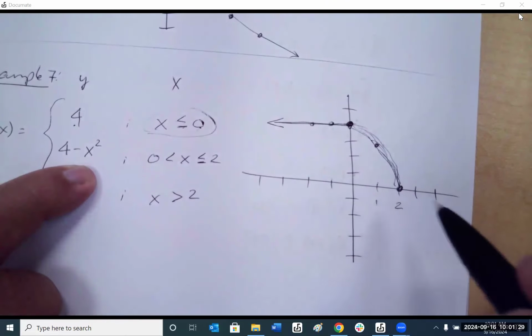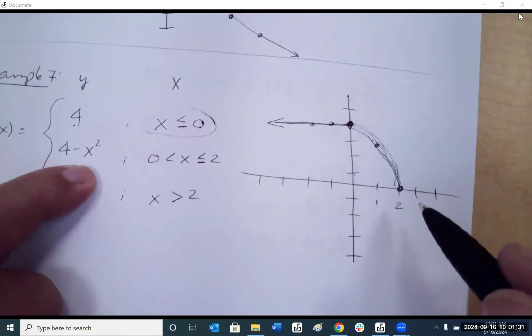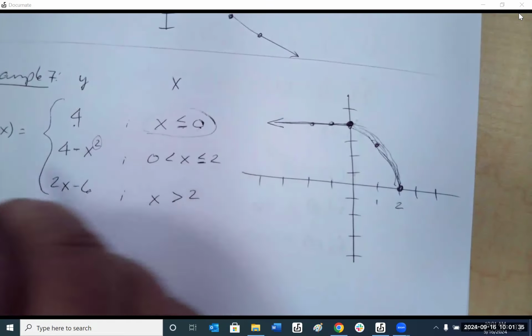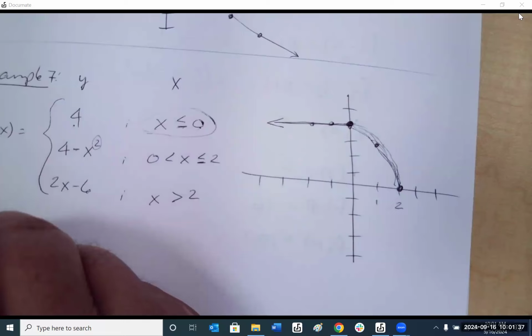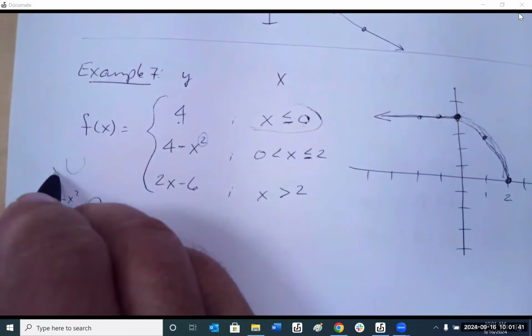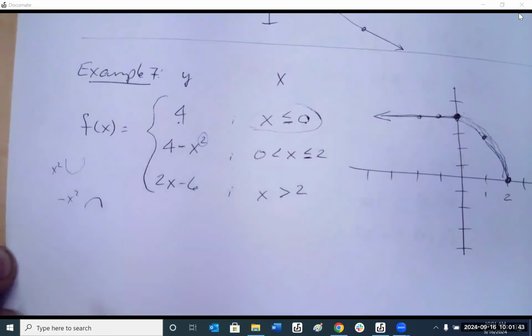Notice it's a curve. How do I know it's a curve? It's like x squared. And because this is negative, x squared looks like this. Negative x squares look like this. Oops. X squares look like that. Negative x squares point down.